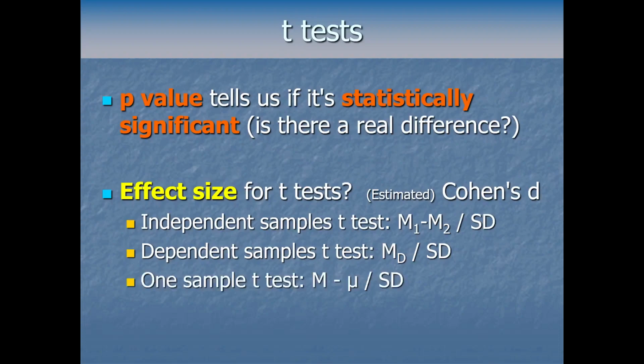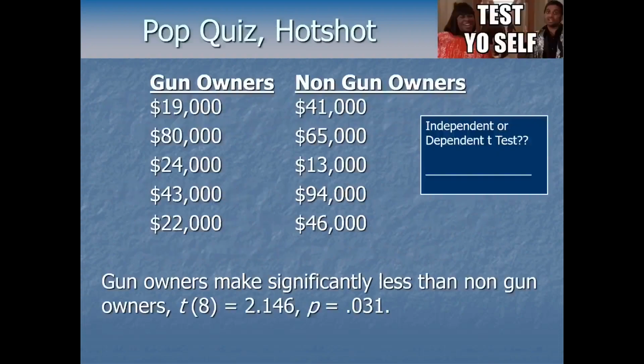For a one sample t-test, it's just how far your sample mean is from the hypothesized mean divided by the standard deviation. So again, Cohen's d is just how many standard deviations away from the target your sample was. It's the exact same concept in all of these and the same way of calculating it in all these cases. You just take the distance, the difference that you found, and divide by standard deviation.